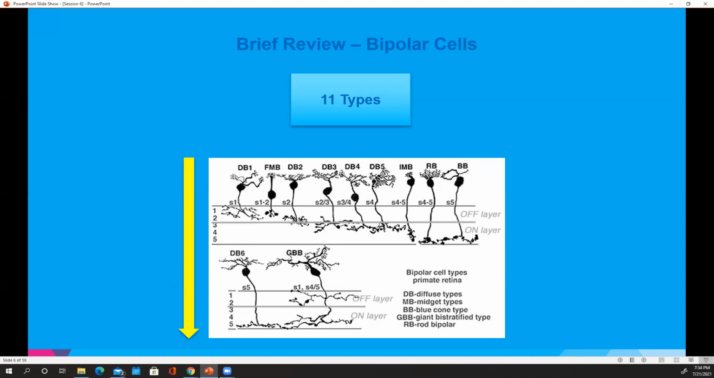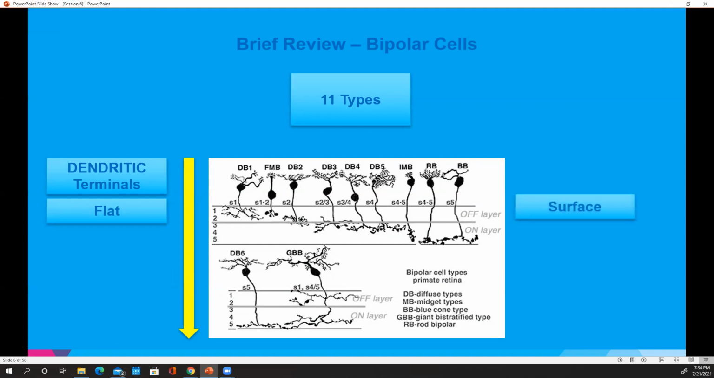And then we also know that if we focus on their dendritic terminals, we get a different type of classification. These are the ones that connect to the photoreceptors. So if I said that there's something that's flat, then you know that that's going to go onto the surface of that cone. Usually it's a cone, but that photoreceptor. And so we see one here, which is a flat bipolar cell. The F in that cell is for flat.